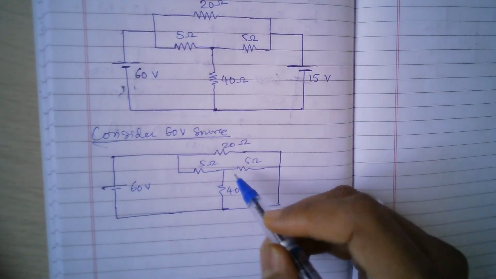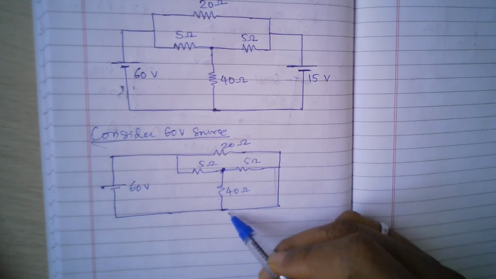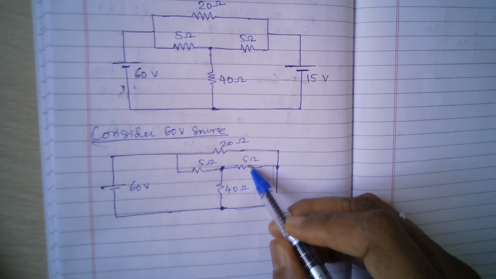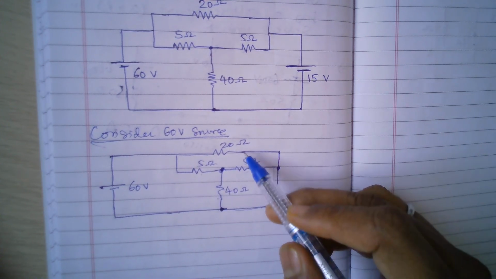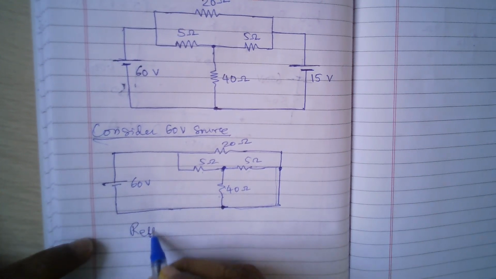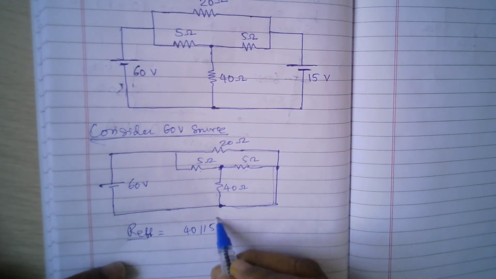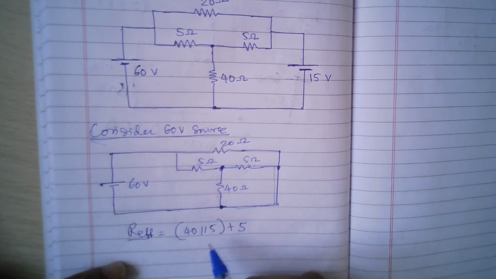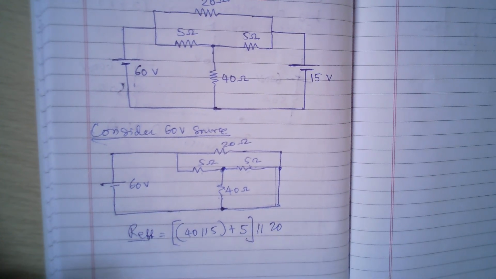So now right away, if you see from this point there are two branches. Okay, and these two are in parallel. So if you can see, this point is same as this point. So 40 and 5 are in parallel, and that parallel branch is in series with 5, and that entire thing is in parallel with 20. Okay, so that is the way. So the R effective is 40 parallel with 5, and that combination is in series with 5, and this whole combination is in parallel with 20. So this will give me the effective resistance.